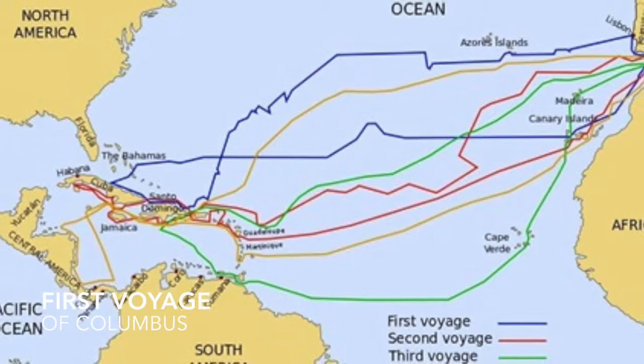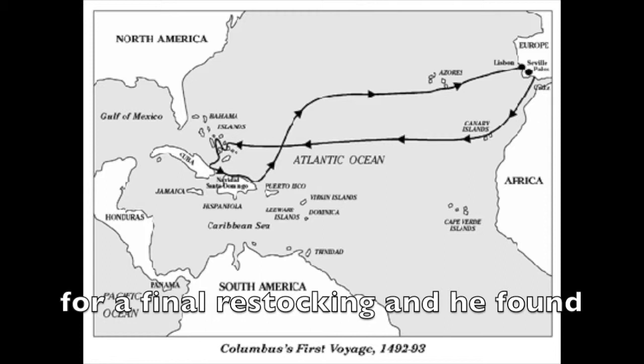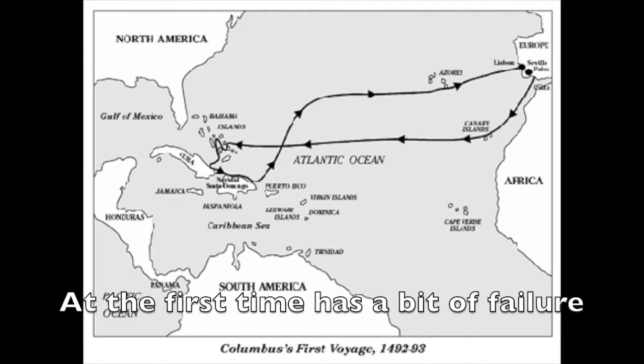In his first voyage, he convinced the King and Queen of Spain to finance his voyage. He wanted to find a new island for a final restocking, and he found a small island in Bahamas, Salvador. At first, he had a bit of failure.